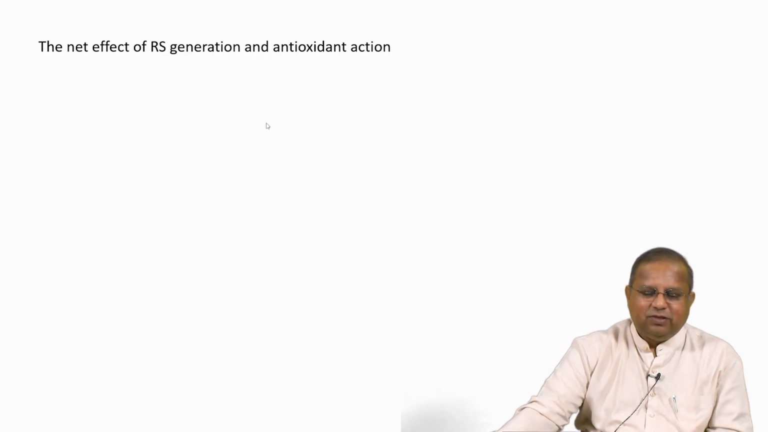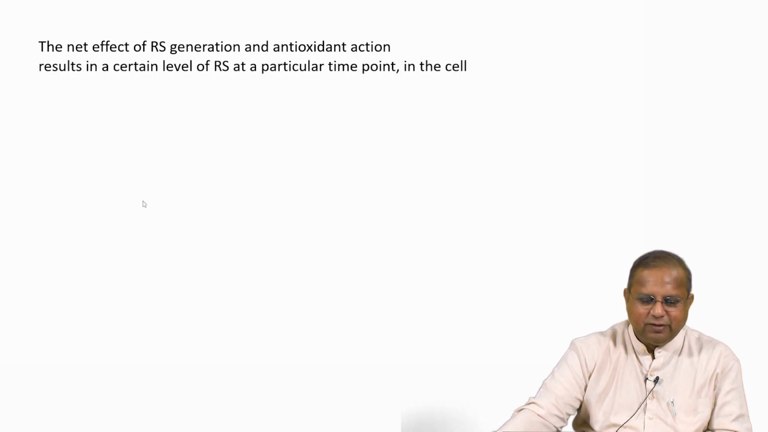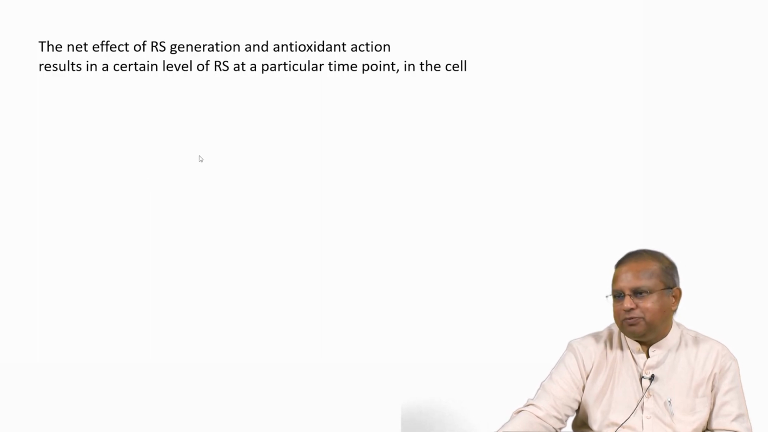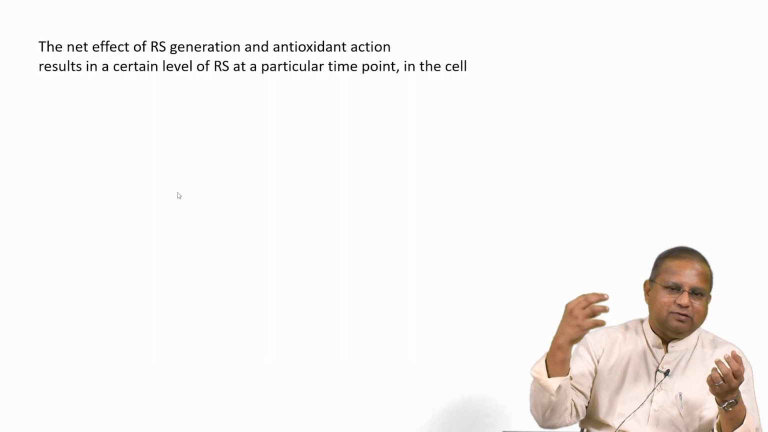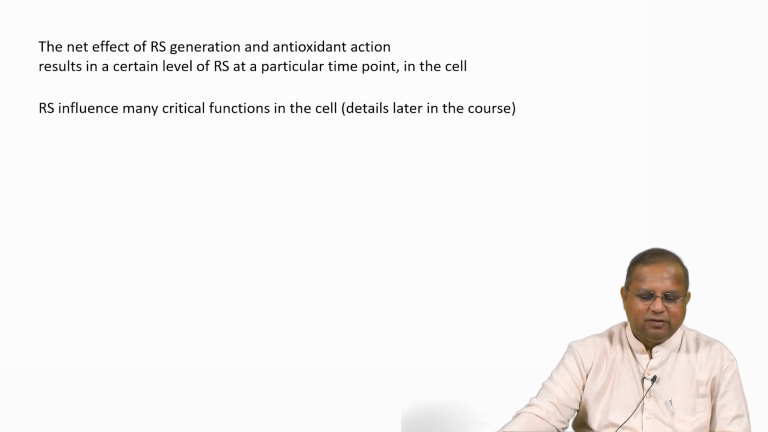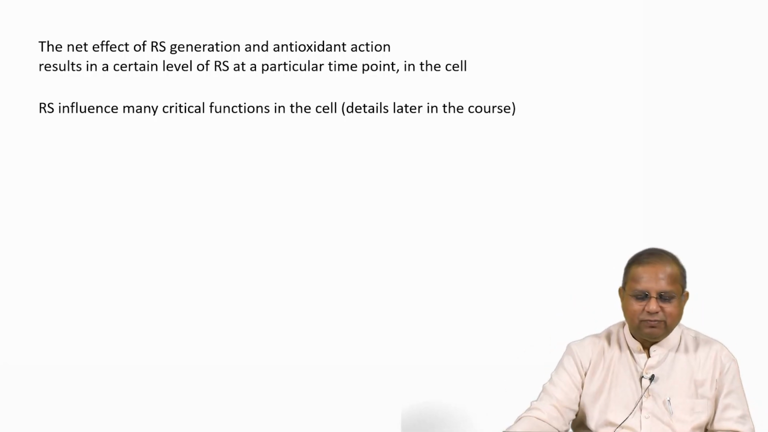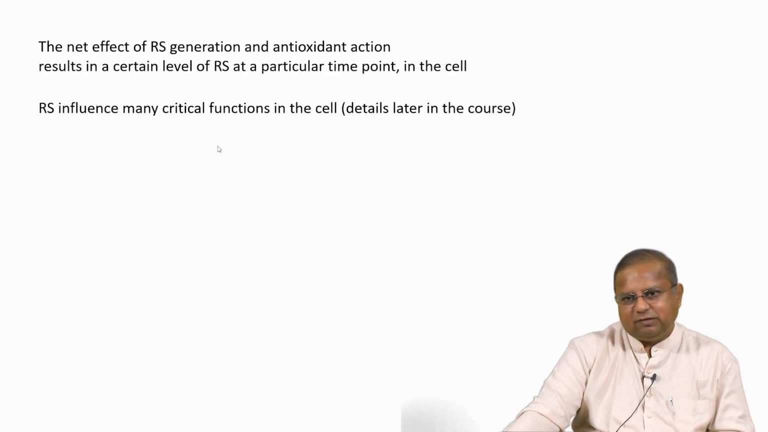Okay. So, the net effect of reactive species generation and oxidant action results in a certain level of reactive species at a particular time point in the cell. This you are able to relate to, right. You have something that causes reactive species, something that takes away reactive species. Hold that thought, we will develop on that thought as we go along. And reactive species influence many critical functions in the cell, which we are going to cover in some detail in this course.